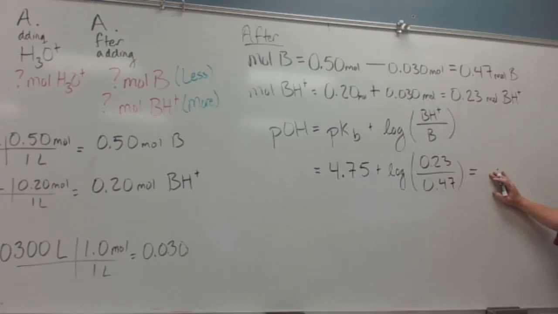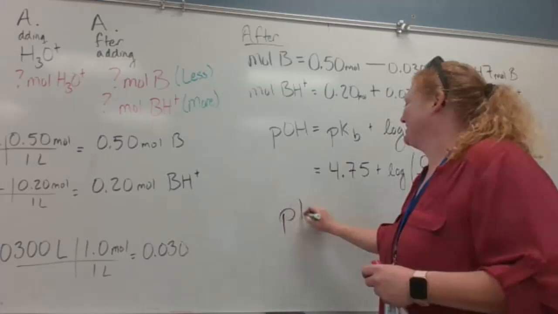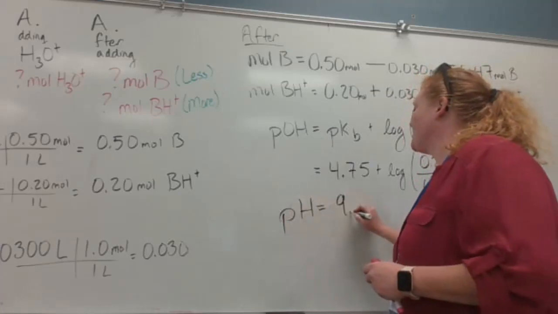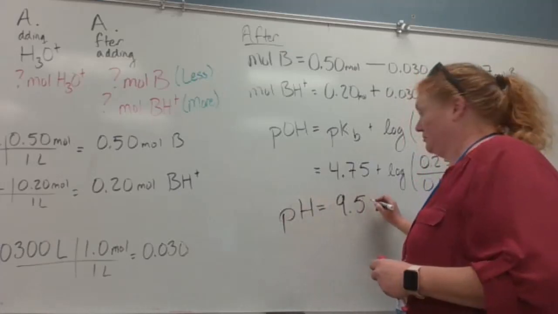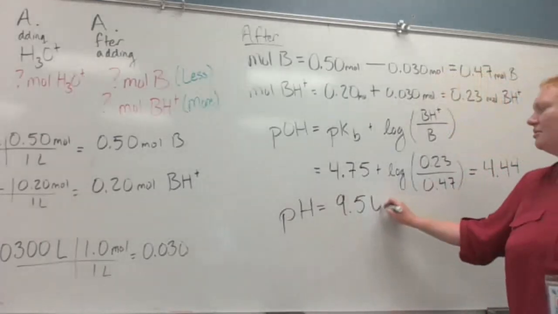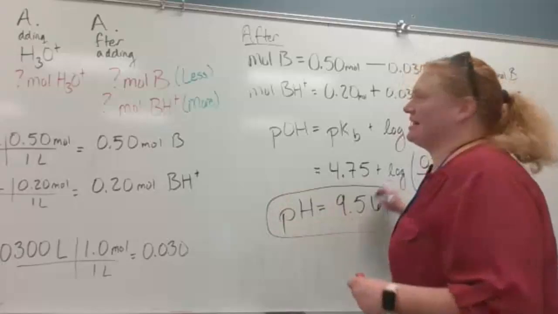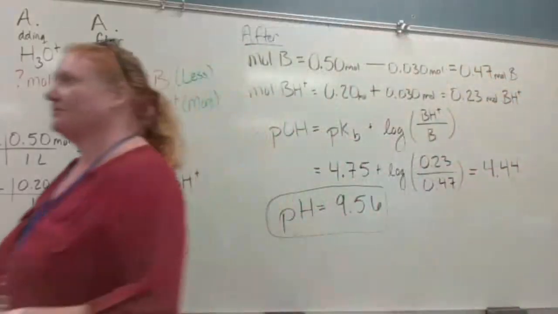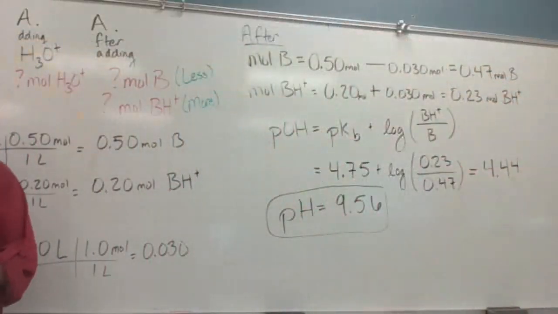What did y'all get for your pOH? 4 point what? I can't hear you. 4.44. So then the pH is, and our pH went down, right? What is it? 9 point what? 9.56. Our pH went down when we added acid, like we should have expected. Good.